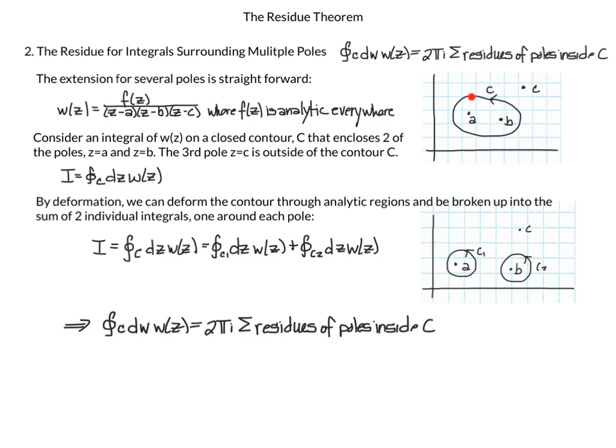So by deformation, we can take this curve C and make it into two curves, one around a and another curve around b. So our original integral I over this original curve C of w of z is equal to the integral over C1 of w of z plus C2 of w of z, where C1 goes around our first singularity, C2 goes around our second singularity, which means now that our integral I is equal to 2 pi i times the residue at a plus 2 pi i times the residue at b. In other words, 2 pi i times the summation of the residues of the poles inside C.